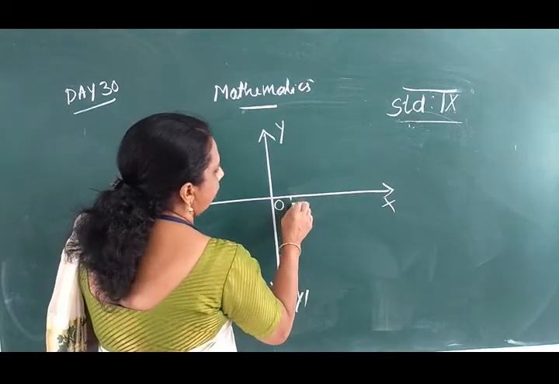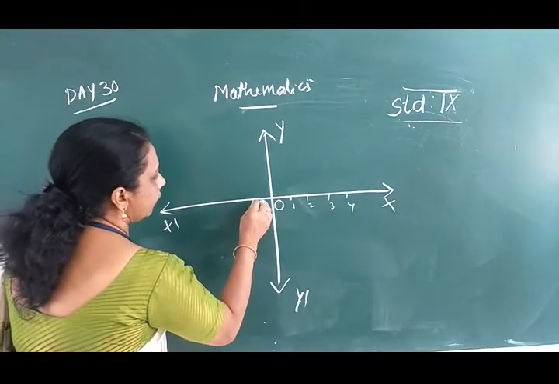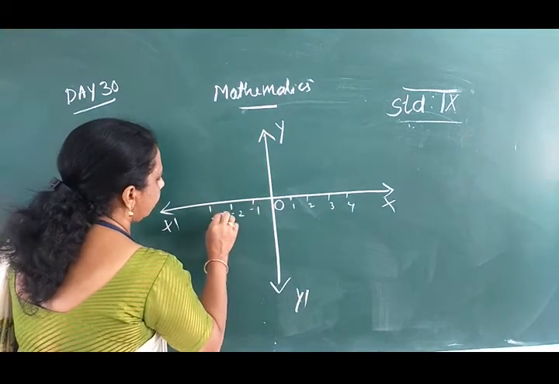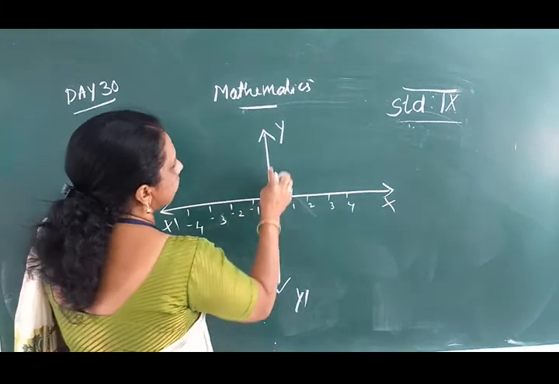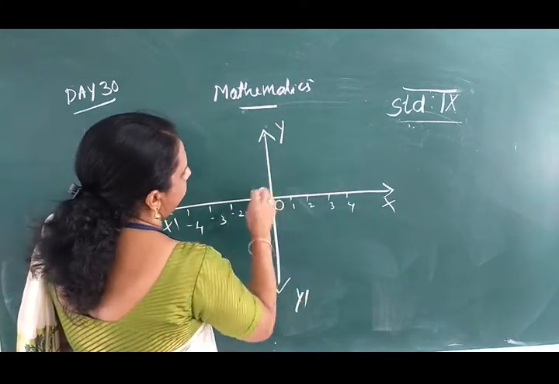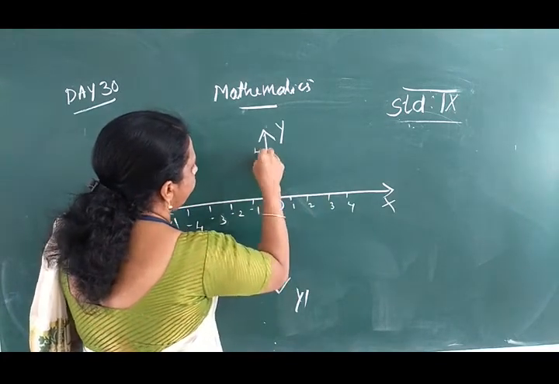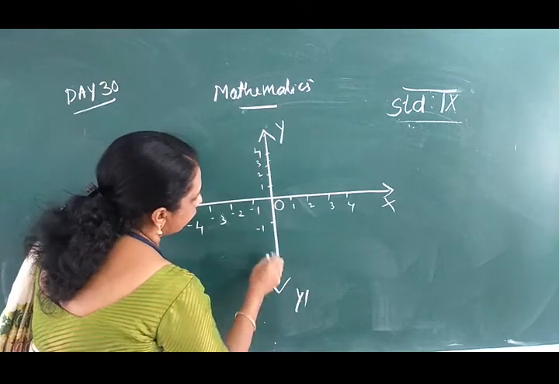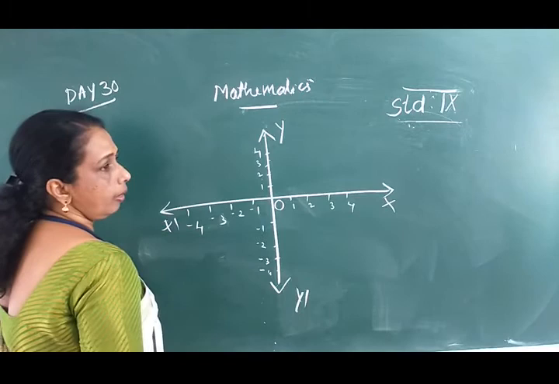We know this is a positive x-axis, 1, 2, 3, 4. And this is a negative x-axis, -1, -2, -3, -4. And this is a positive y-axis, 1, 2, 3, 4. And this is the negative y-axis, -1, -2, -3, -4.